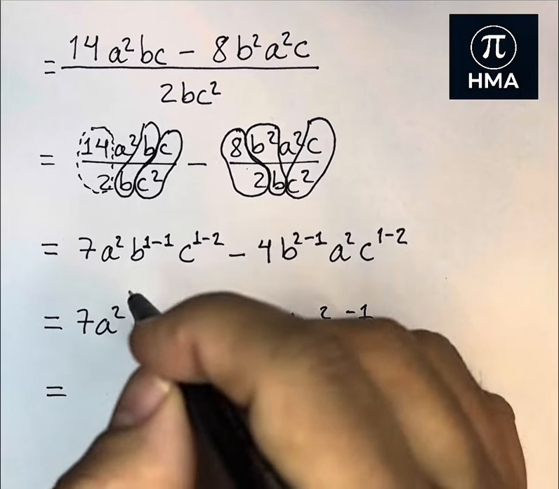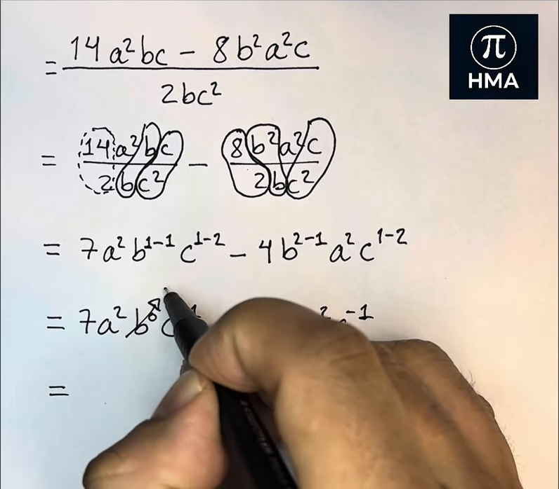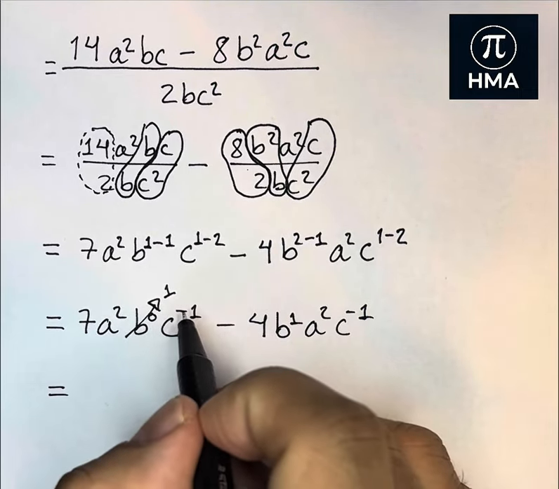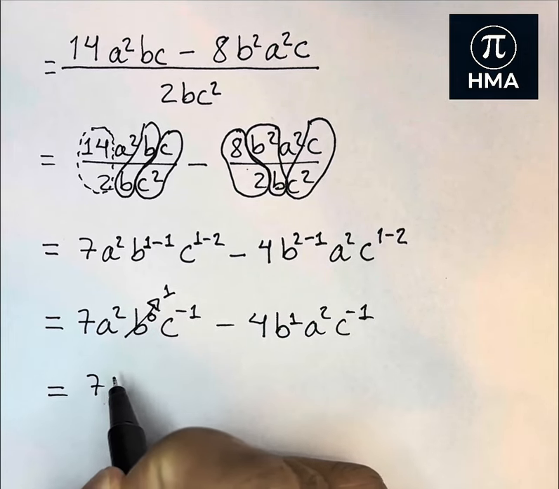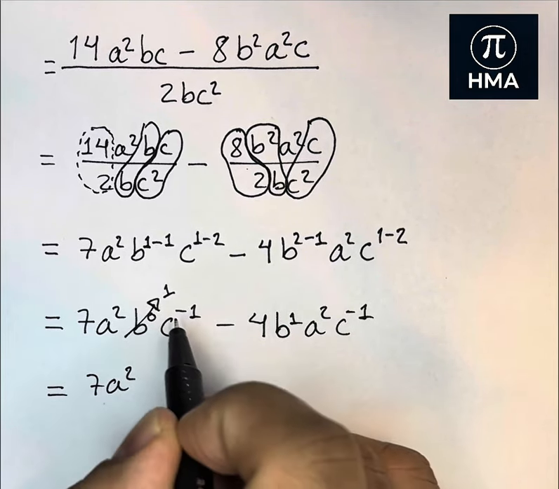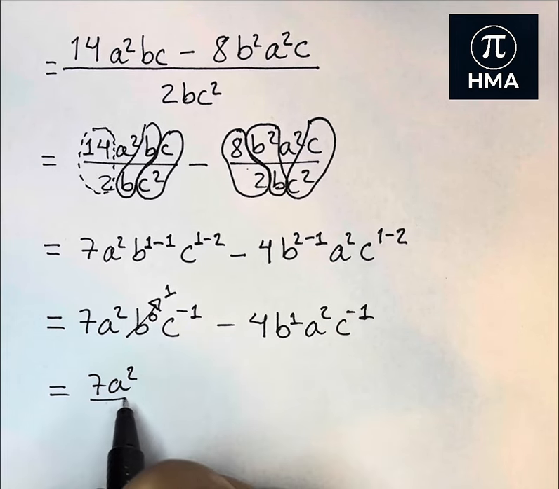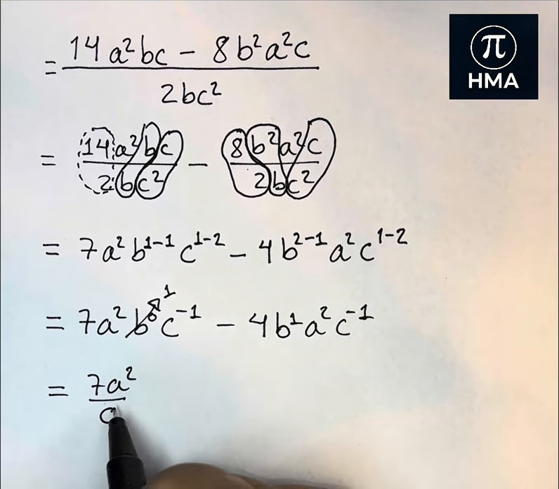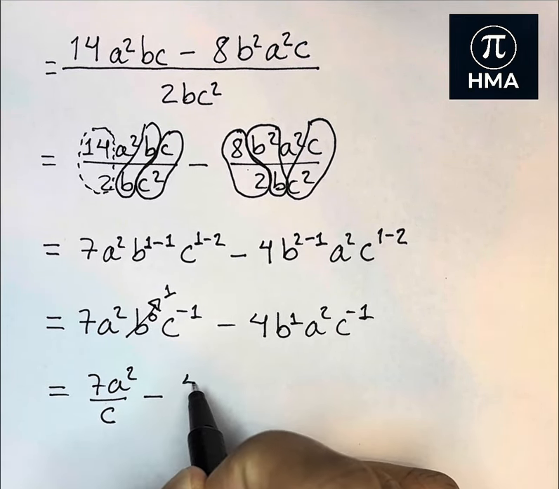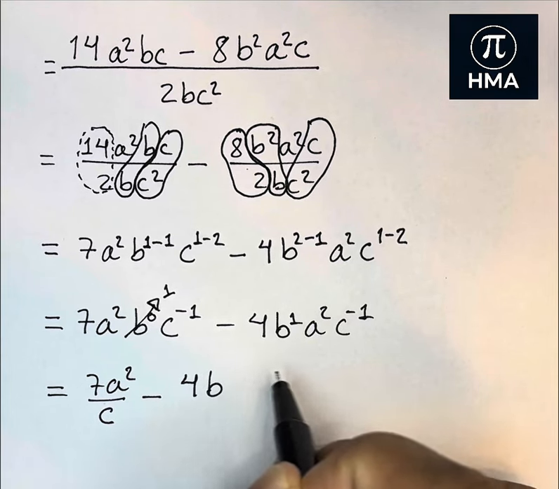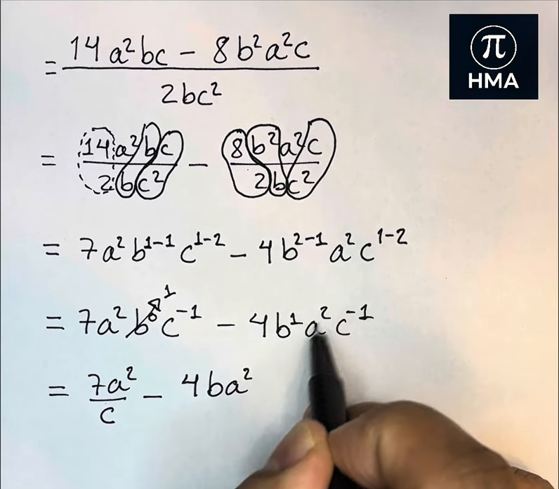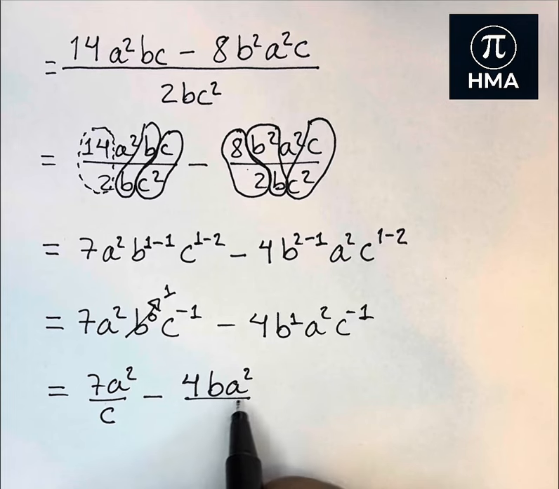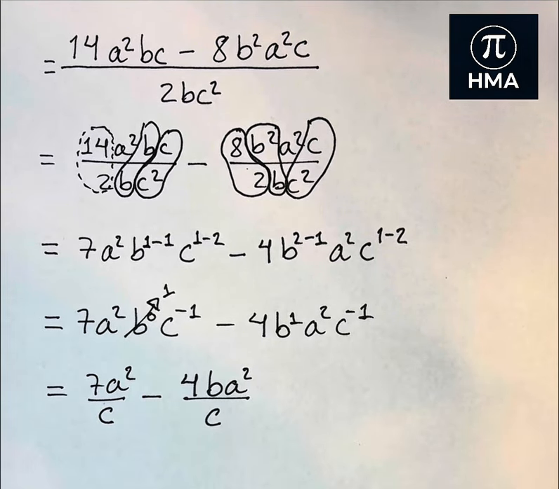The power 0 means that the variable has a value of 1, and the negatives indicate that those variables should be in the denominator. C minus 1 will be in the denominator with power 1. Minus 4, b, a squared, and c power 1 minus 1. This is in the denominator.